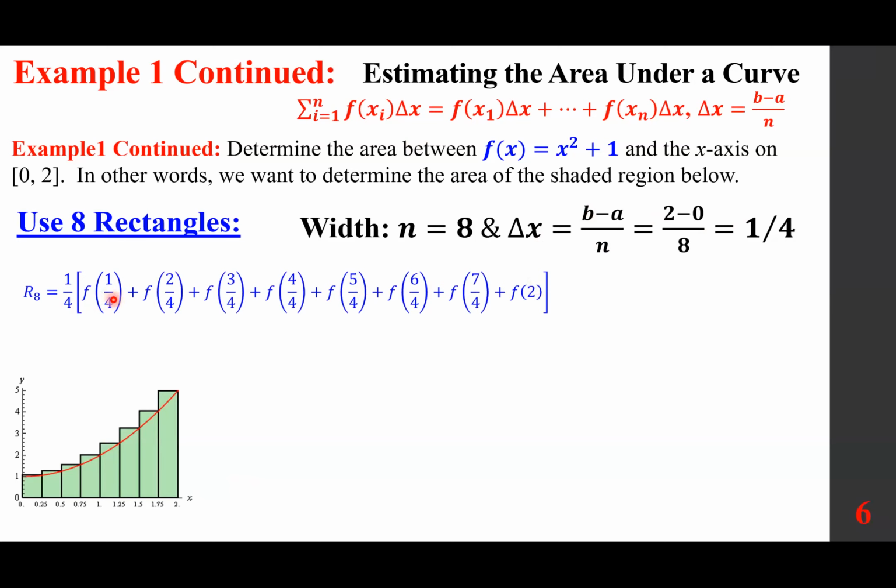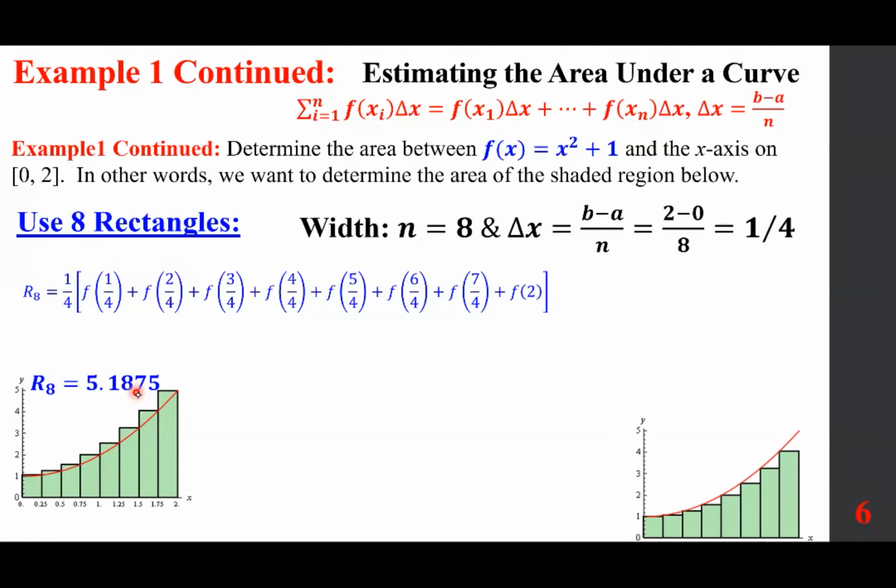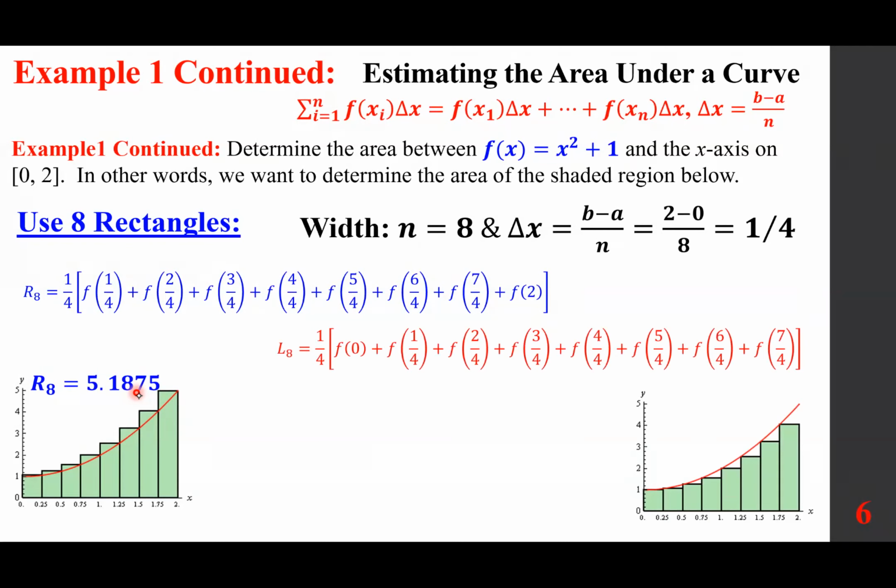And again, you plug in 1/4 here, it becomes 1 over 16 plus 1, which is 17 over 16, and you continue with the rest of them. By the way, 2 over 4, 3 over 4, of course, 2 over 4 is the same as 0.5 or 1/2. You do the math, and R8 becomes 5.1875. We do exactly the same thing for the left endpoints, and we end up with 4.1875.